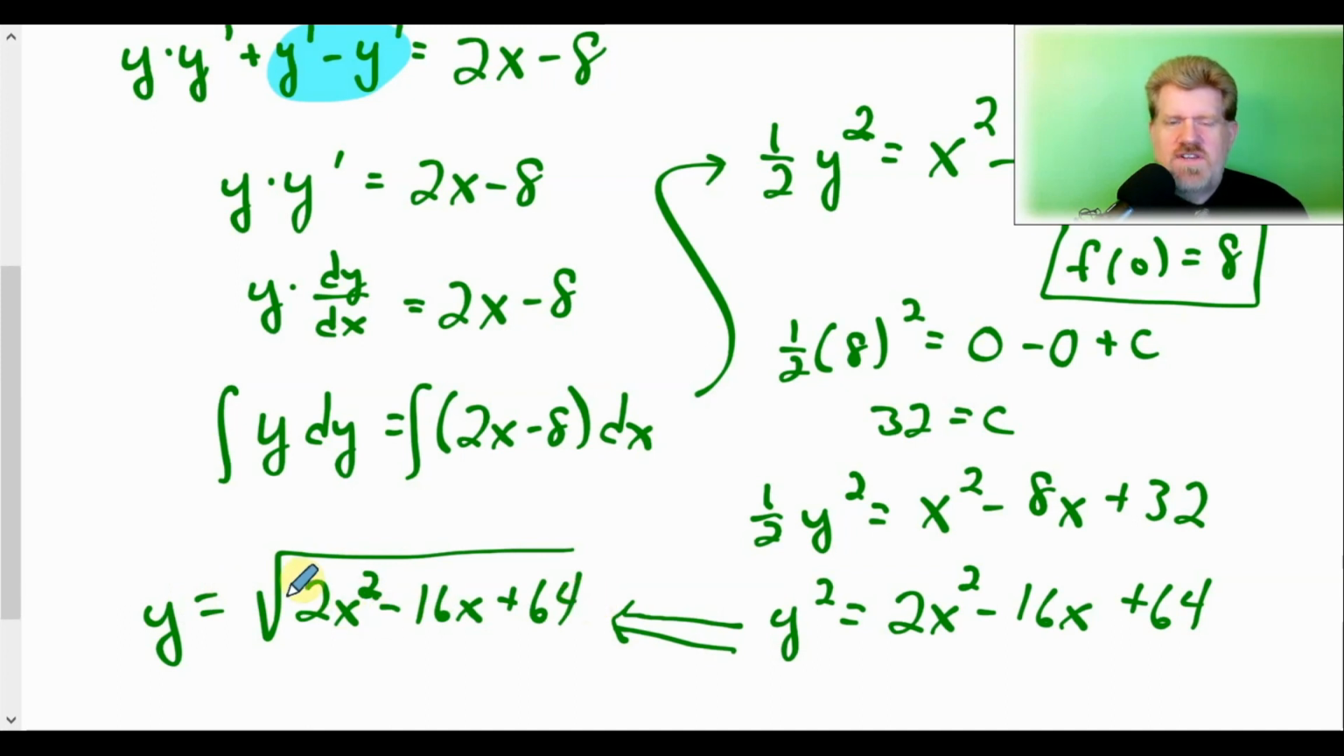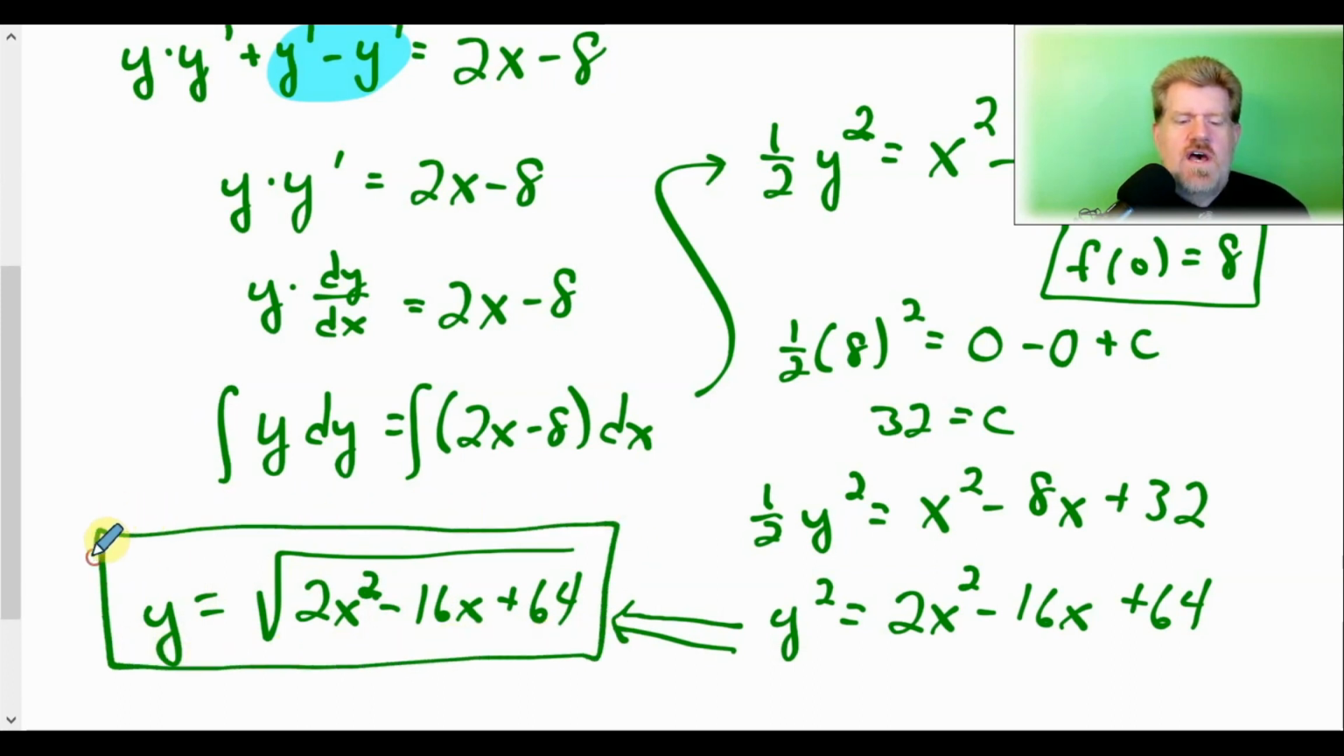I just need to have a positive answer. Now let's put a plus there. We assume it's a plus. So in this case, it's not plus or minus the square root. It's just the positive value because this answer was positive. If I plug in 0, will I get 8 for an answer? Sure enough, 0 minus 0 plus 64, square root of 64 is 8. This satisfies this differential equation. All right, there it is.